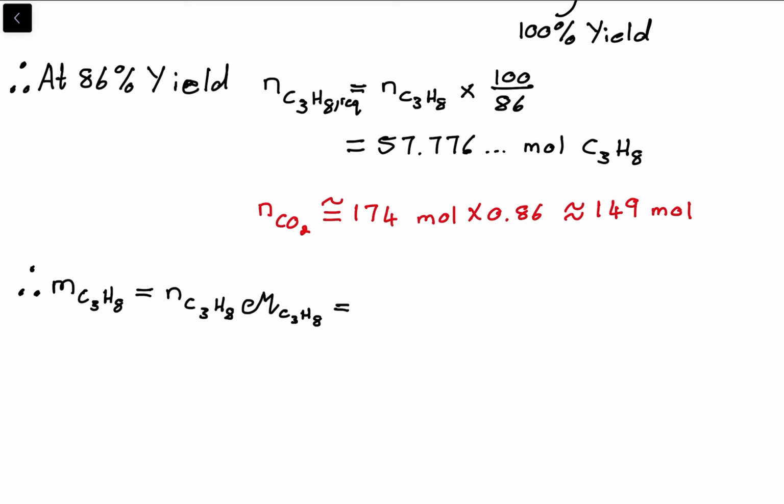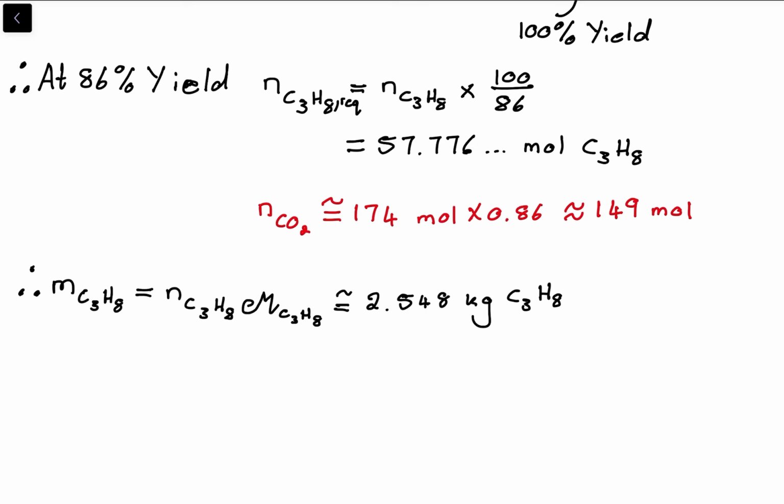Its molar mass is up there, it's 44.094 gram per mole, and you should get a rounded value to 4 significant figures of 2.548 kilogram of propane.